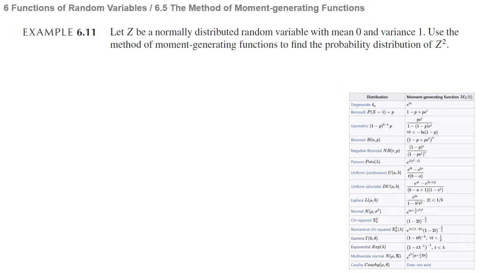Okay, let's move on to Example 6.11. Let Z be a normally distributed random variable with mean 0 and variance 1. Use the method of moment generating function to find the probability distribution of Z squared.